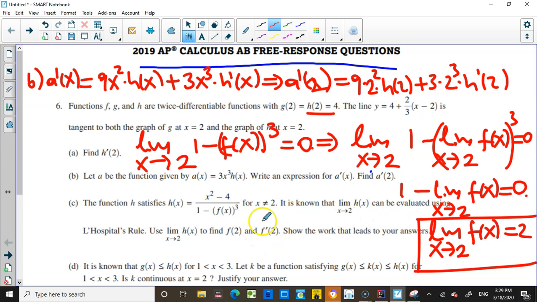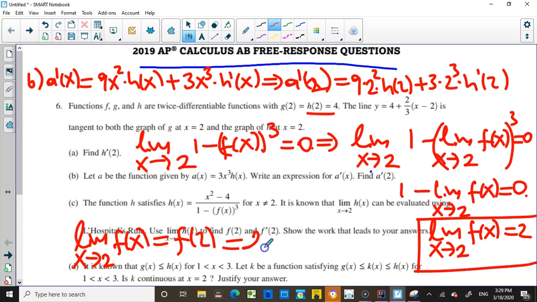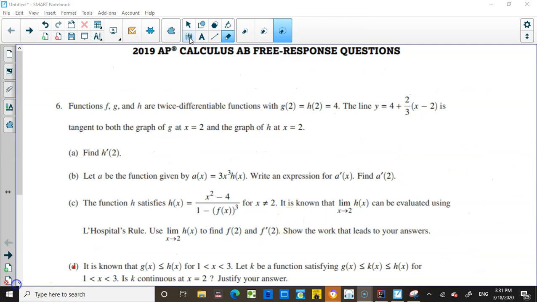Then, so basically, we got this. That means that whenever I come across this expression, since f of x is continuous, the limit as x approaches 2 of f of x has to be equal to f of 2, which is equal to 2. Alright, so we got the first part done. So let's move on to the second part.